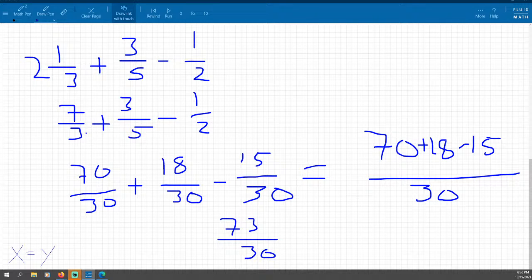Now, obviously, that's an improper fraction, so let's switch it to a mixed number. 30 goes into 73 two times, because 2 times 30 is 60. We have 13 left over. There you go. 2 and 13/30ths is our answer. Beautiful, huh?